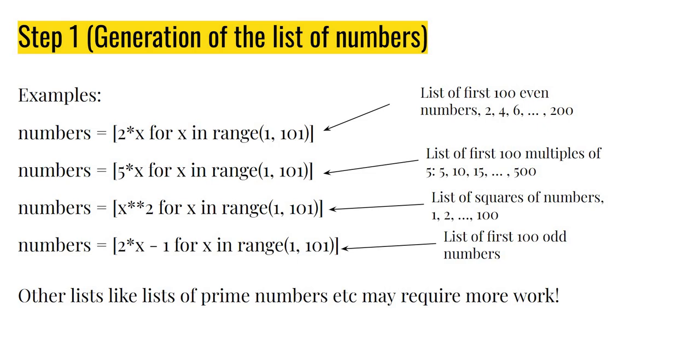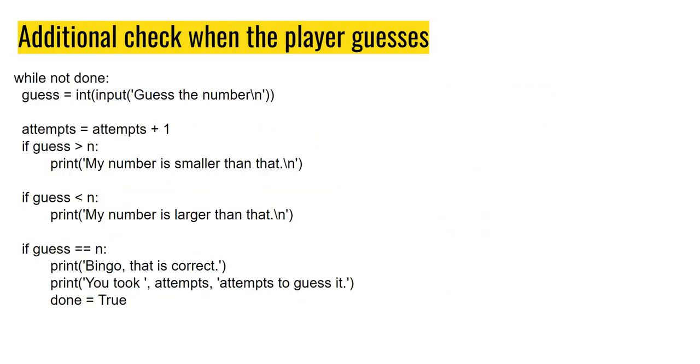To generate this list which are in a pattern, it's okay. But if you want to do things like, let's say, Fibonacci numbers or prime numbers, etc., then more work will be required. In fact, we look at this as well. It's itself quite interesting. But now, basically, we need to do a little bit more check when the player guesses.